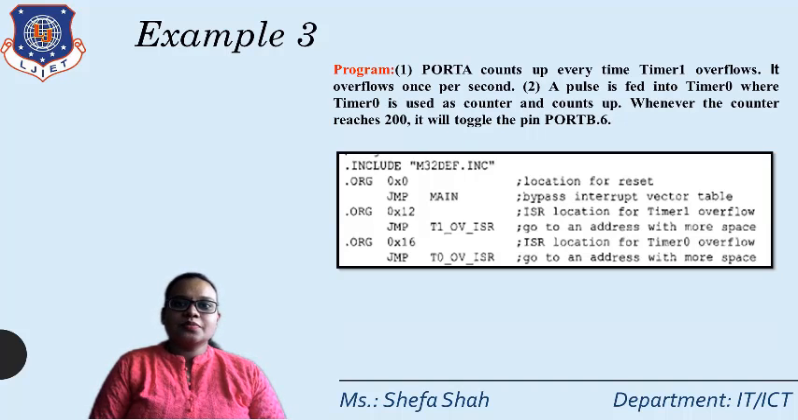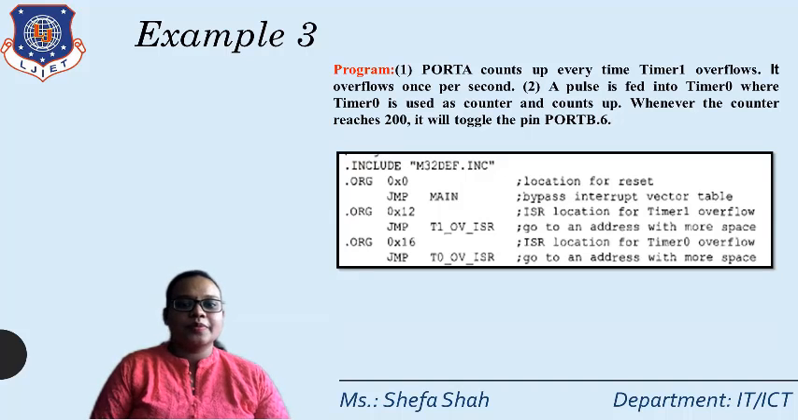So in example 3, the statement has been given as: port A counts up every time timer 1 overflows. It overflows once per second. A pulse is fed to timer 0, where timer 0 is used as a counter and counts up. Whenever the counter reaches 200, it will toggle the pin PD6. So this program has been written for timer 1 and timer 0 again.